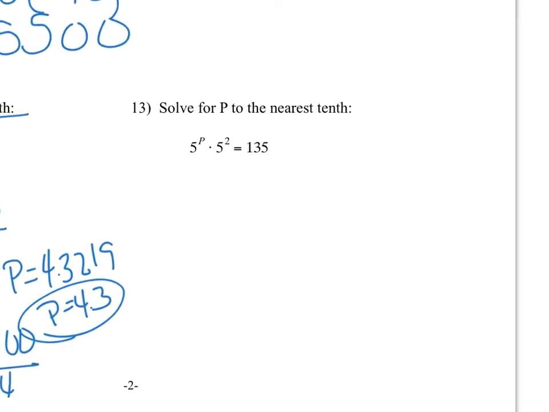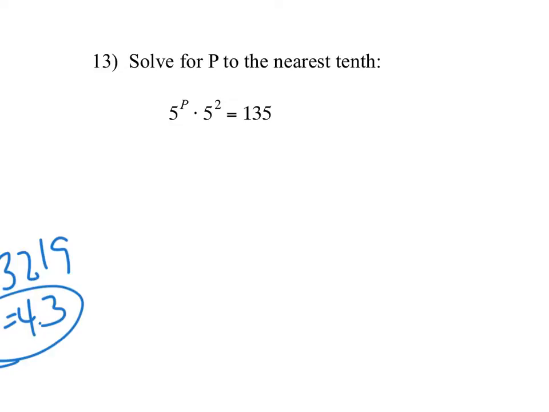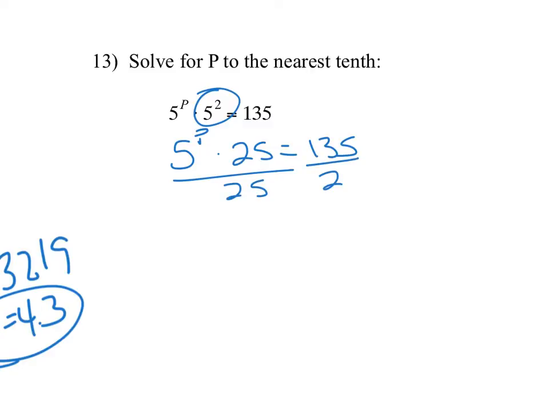Okay, same deal with this one. 5 squared is 25. You can deal with the exponents like they're exponents, but you can make your life a lot easier if you just get rid of it. So 5 to the p equals 5.4.